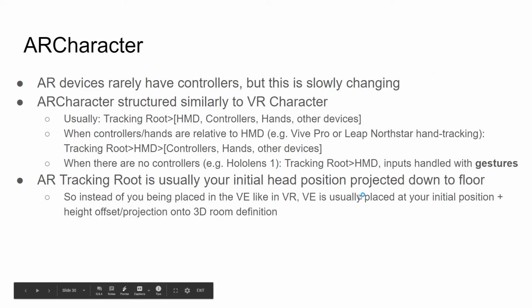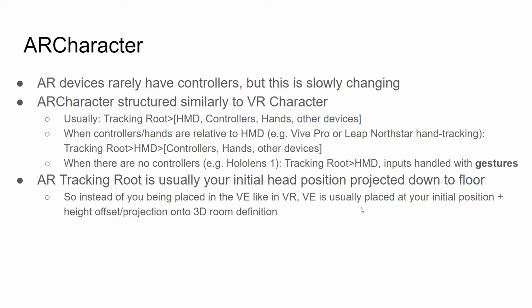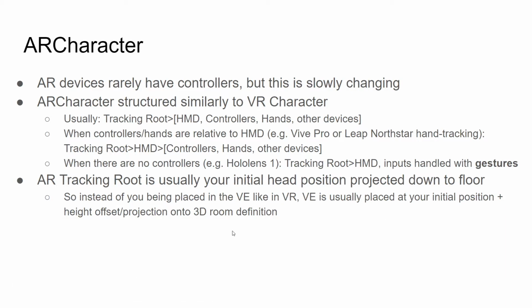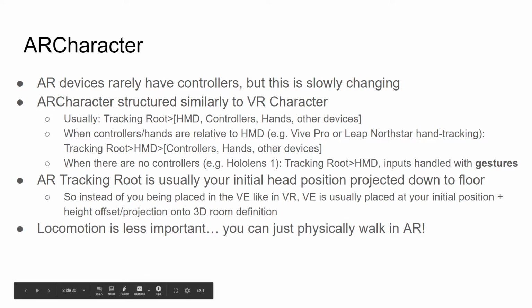So it's sort of the opposite of VR. In VR, you're basically moved to the position of your character and where they start out in the virtual world. But in AR, the virtual environment is shifted towards your position in the real room, with some head offset or height offset. But it's still pretty similar one way or another, which is the important part. There's a lot of overlap between AR and VR in terms of the programming. The locomotion, thankfully, is less important because you can just physically walk around.